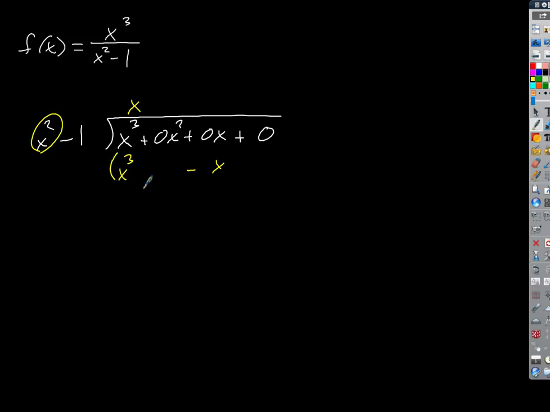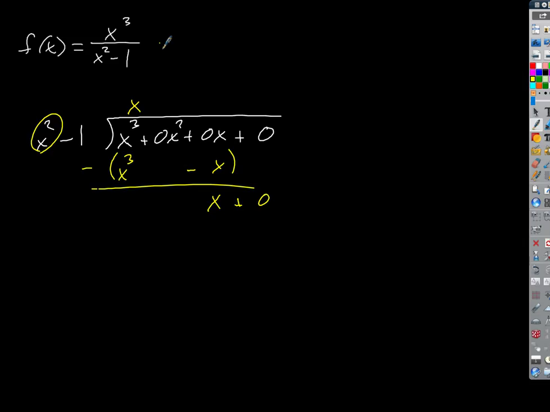Just get in a habit. So we're going to put that in parentheses and put a negative out front. So we know we're going to distribute the negative all the way through. x cubed minus x cubed, of course, cancels. 0 I don't need to worry about. And 0 minus negative 1x is x, right? Plus 0. And then we're done after one step, aren't we? Because x squared won't divide into x evenly, right? So what's our answer then?